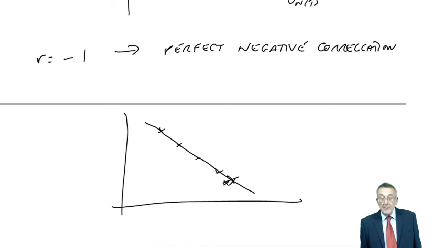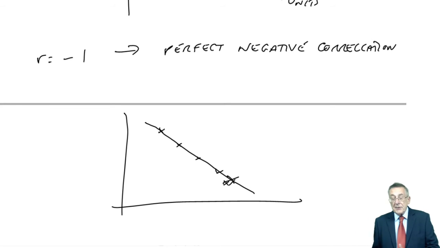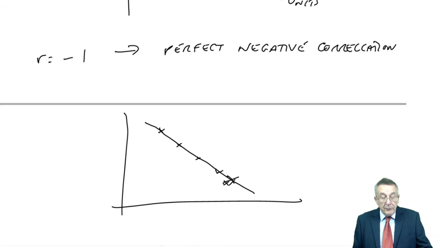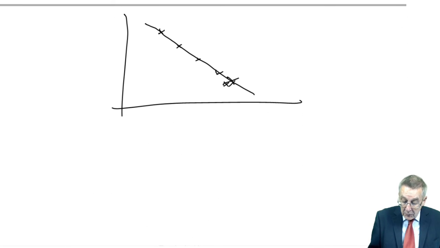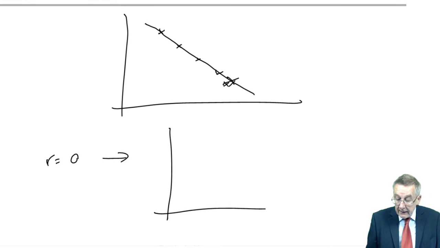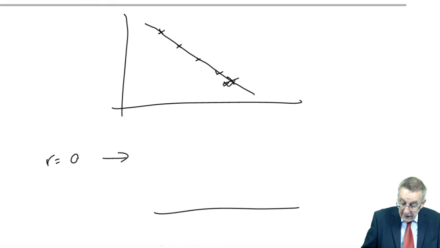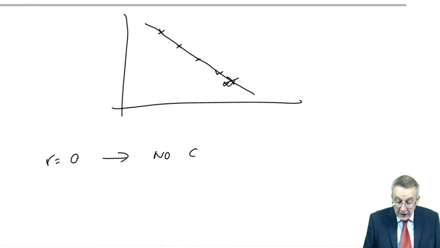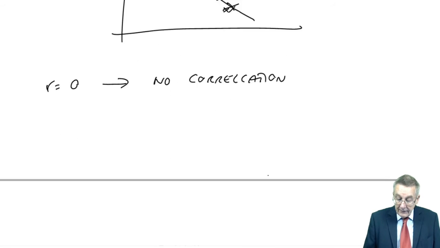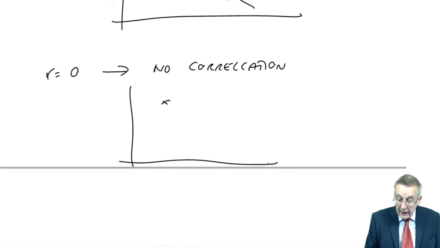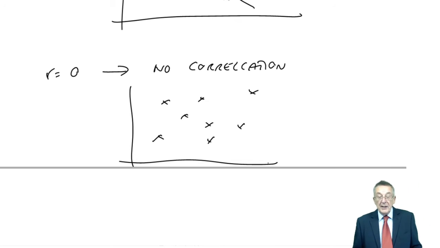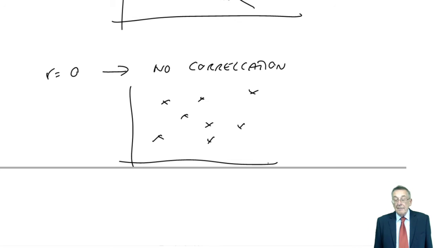I'll give you an example of that in a minute, but where one variable goes up, the other variable goes down. If we're in the middle, if we get R equals 0, that would mean there's no correlation at all. So if we drew them on a graph, the points are just sort of almost at random. There's no link between the two variables.